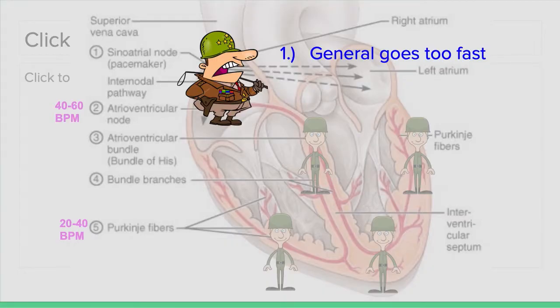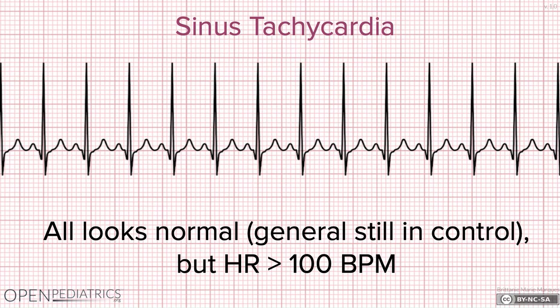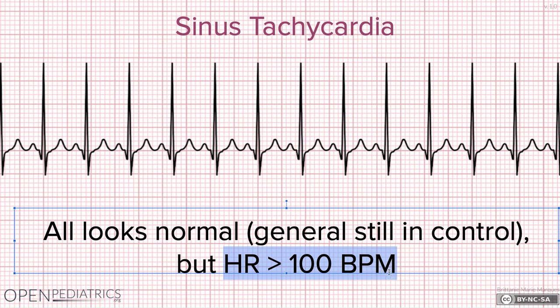But what if the general decides to go too fast? Let's look at what that ECG should look like. If you look at this ECG, everything actually looks pretty normal. You see a P wave, QRS, T, and then you repeat. P, QRS, T. Everything looks clean. Everything is there. Everything's in the right order. But the problem is that the resting heart rate is much higher than normal. The general is going too fast. The orders that he or she is giving are too frequent, too often.